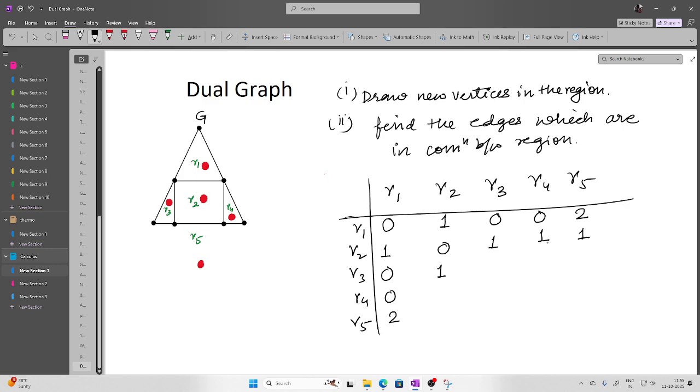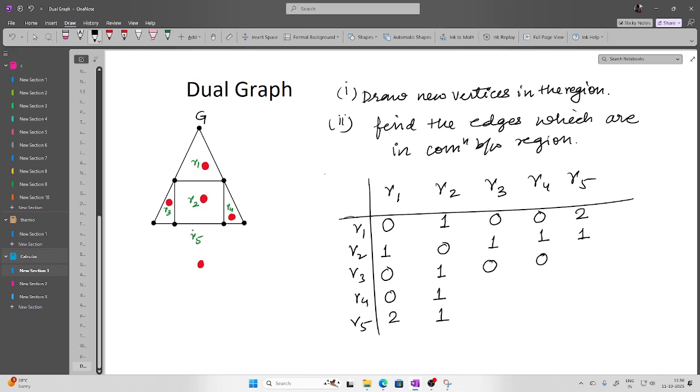R2, R4 is 1. So R4, R2 will also be 1. And R2, R5 is 1. So R5, R2 will also be 1. Now comes R3, R3. No loop. So move to R4. So R3, R4. This is R3. This is R4. They are not at all connected. So no edge is common and hence 0.